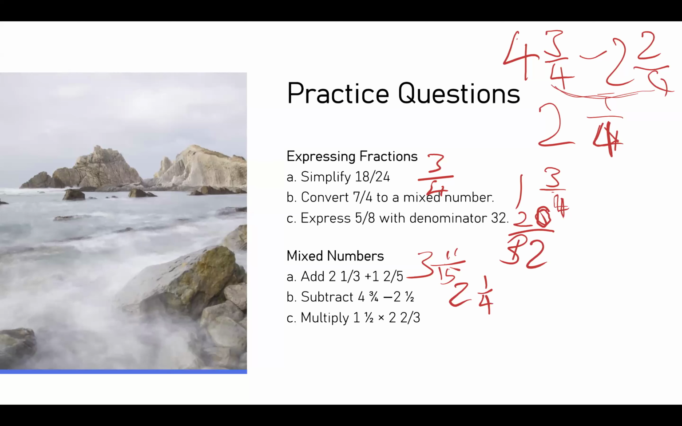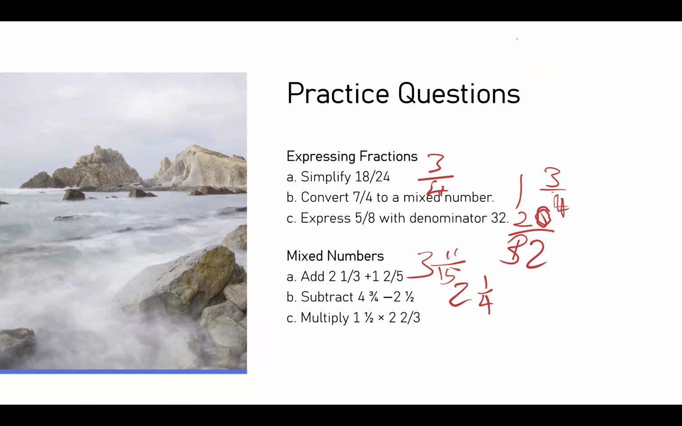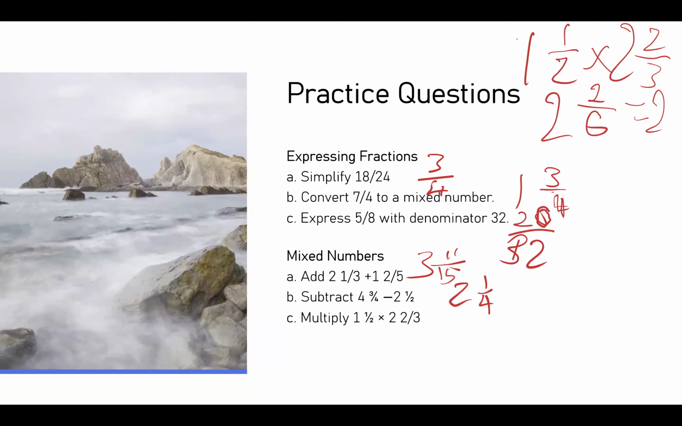And the final one, multiply. This is a bit easier because you don't have to make anything equal. Multiply 1.5 by 2 2/3. So 1 times 2 is 2, 1 times 2 here is 2 again, 2 times 3 is 6. So this would be 2 over 6, or to simplify that, it would be 2 and 1/3. So the answer would be 2 and 1/3.